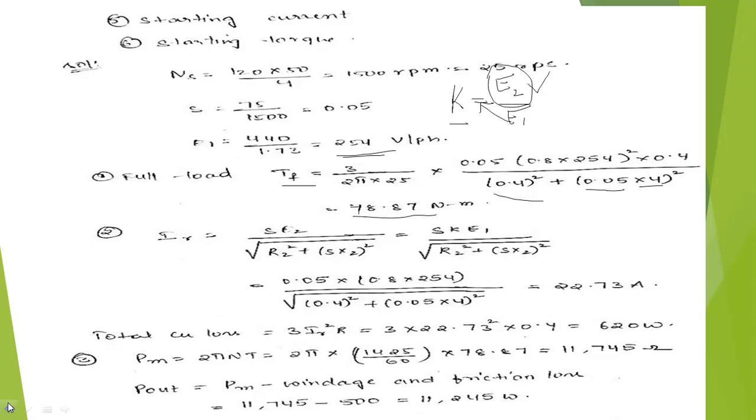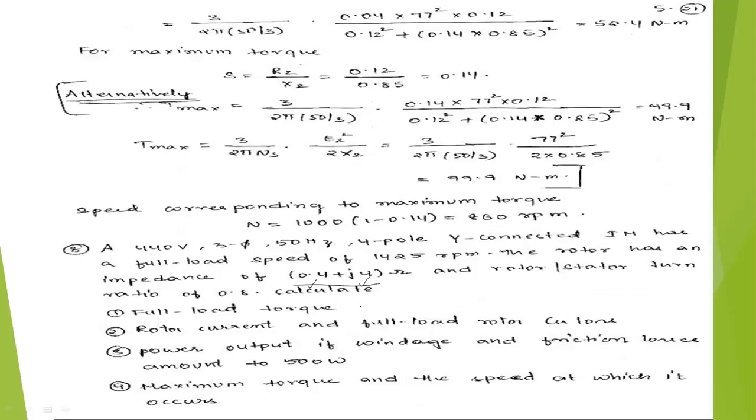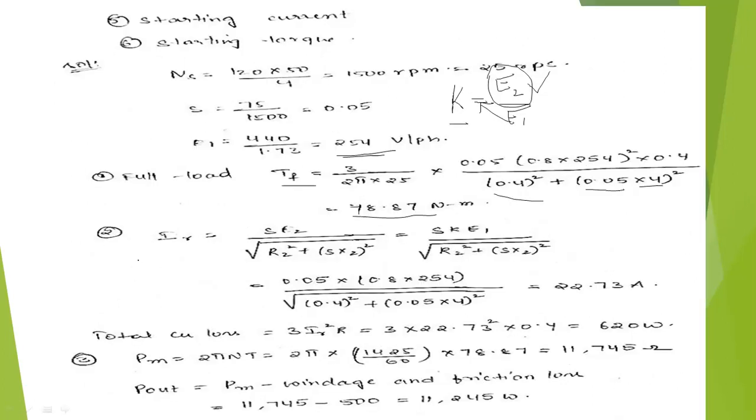Okay, next second bit, full load torque is over. Next second bit, rotor current and full load rotor copper losses. So rotor current I, you know the formula: S into E2 by the square root of R2 square plus SX2 square. So substitute all the formulas here.